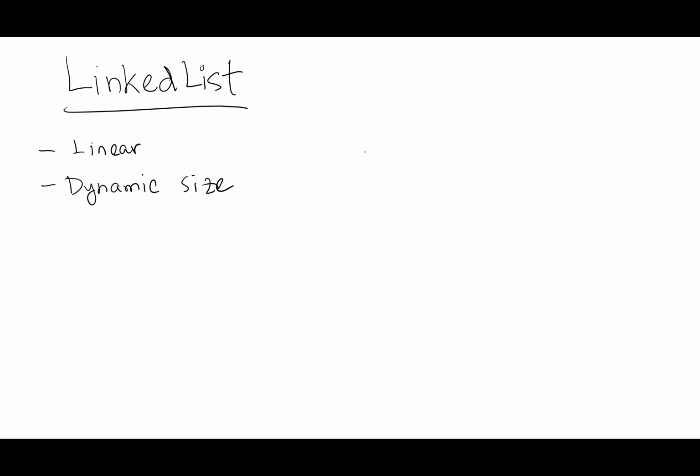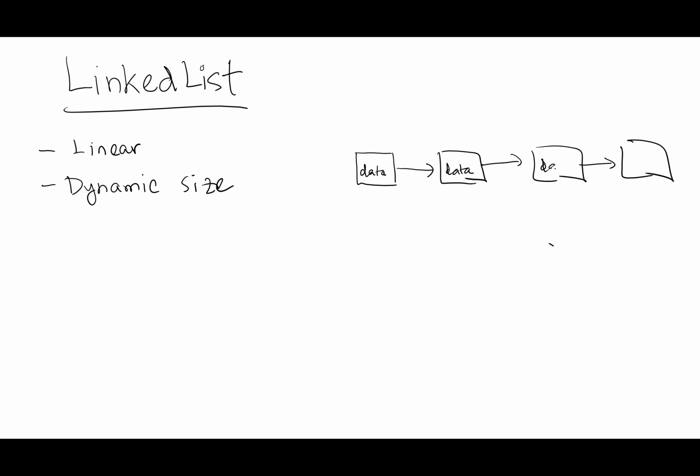So this is how a linked list looks like. You can think of it as a list of data or objects. Every node has some data in it, and it is linked to the next chunk of data.